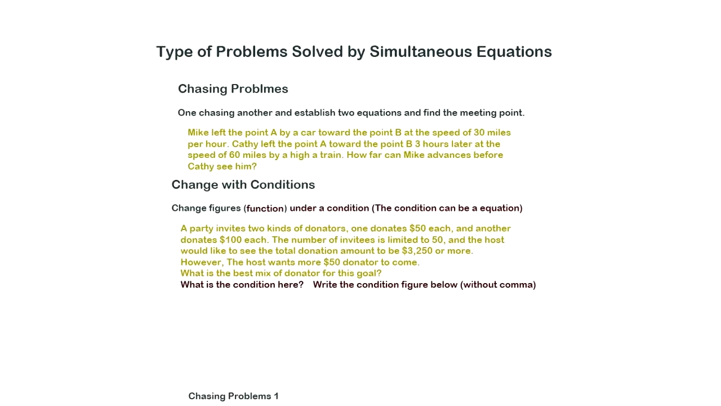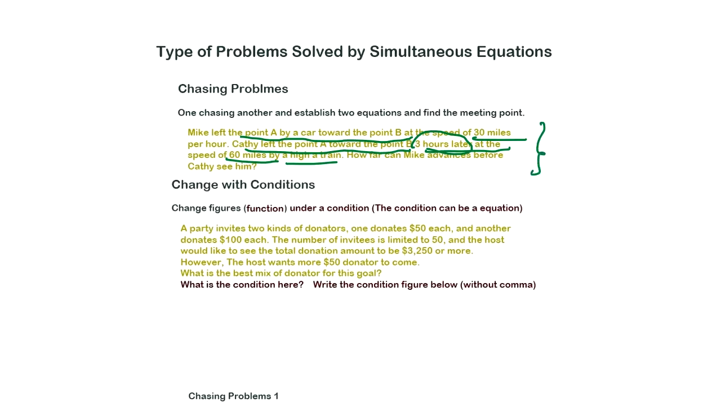Here's an example. Mike left point A by car toward B at the speed of 30 miles per hour. Cassie left point A toward point B 3 hours later, but at 60 miles per hour, which is a train, faster. So Kathy eventually catches up with Mike. So how long is it going to take to catch up? This is a chasing problem.